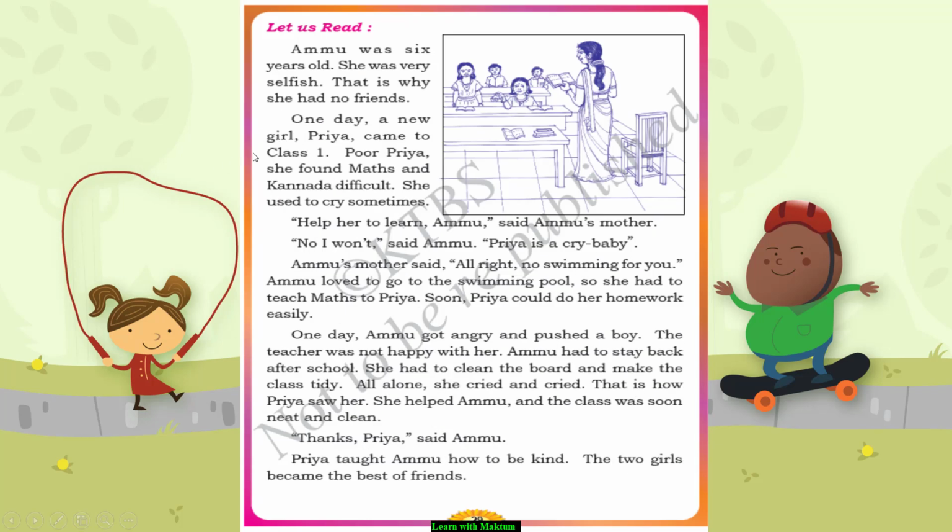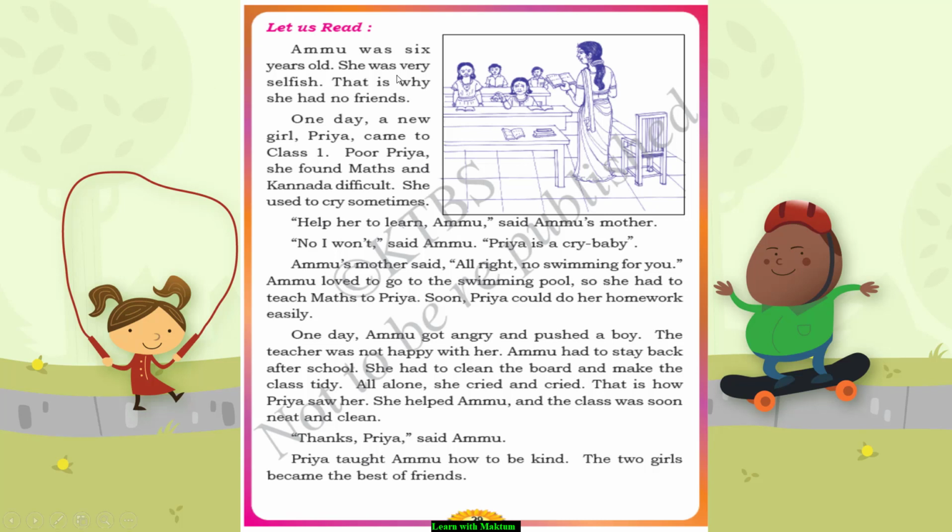Yes kids, now there is a lesson. I'm going to read it, so along with me, you also read. Ammu was 6 years old. There is a girl called Ammu. She is 6 years old. Okay.